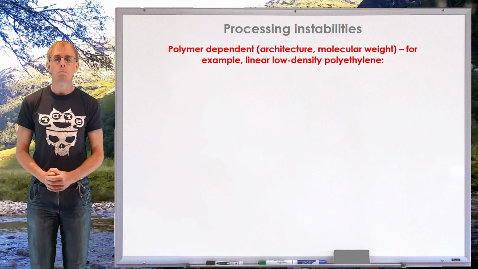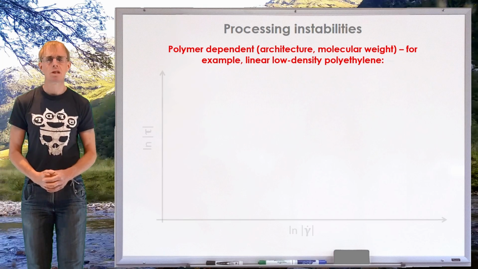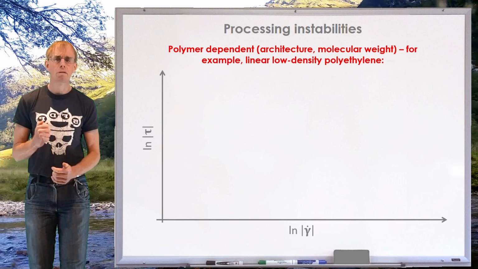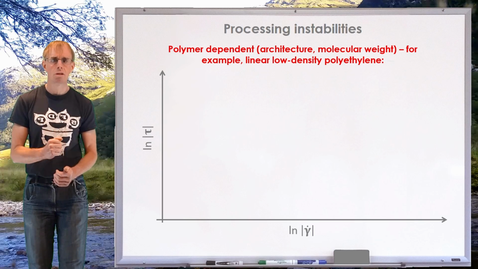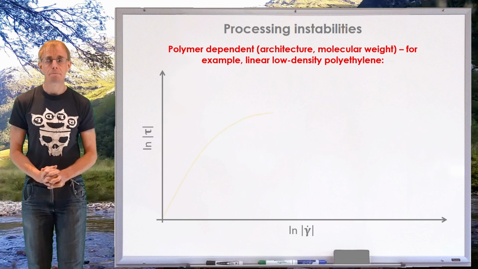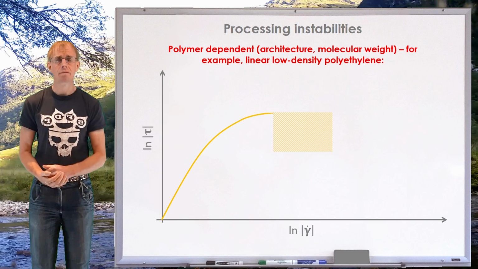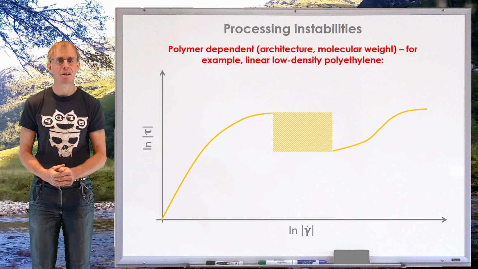I'd like to give an example. So for a linear low density polythene, for example, which hasn't got a great deal of chain branching, then if we plot a graph of stress as a function of shear rate across an extrusion die, we see some quite interesting behaviour. First of all, we see what looks like classical shear thinning, except that it's not entirely classical shear thinning, as I'll outline in a minute.